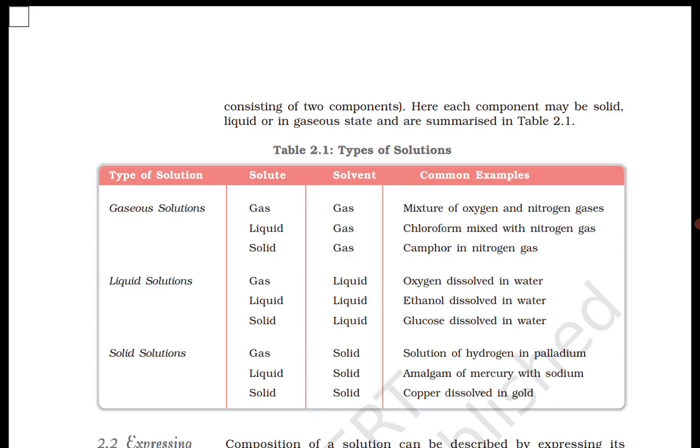A mixture of oxygen and nitrogen gases, chloroform mixed with nitrogen gas, camphor in nitrogen gas. Then liquid solution: the solutes are gas, liquid, solid, and solvent liquid, liquid, liquid. Common examples: oxygen dissolved in water, ethanol dissolved in water, glucose dissolved in water. Solid solutions: solute gas, liquid, solid, solvent solid, solid, solid. Solutions of hydrogen in palladium, amalgam of mercury with sodium, copper dissolved in gold.